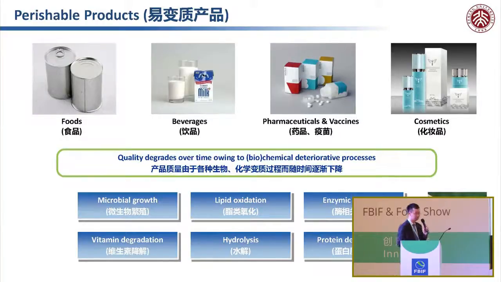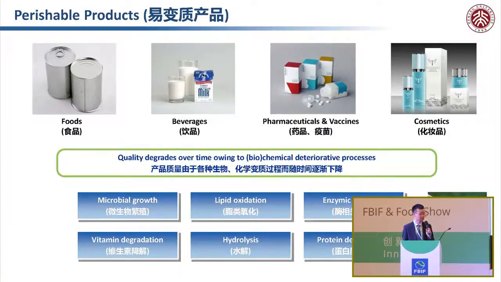So I think we're all familiar with the concept of perishable products, which includes foods, beverages, pharmaceuticals, and vaccines and cosmetics. We call them perishables because their quality degrades over time owing to some chemical or biochemical deteriorative process. For example, microbial growth, lipid oxidation, enzymatic reactions, vitamin degradation, hydrolysis, and protein denaturation.